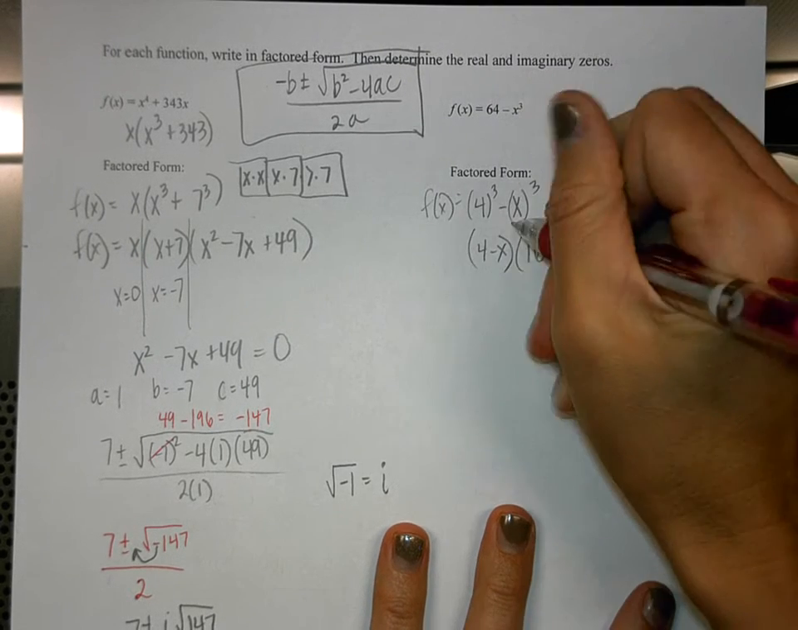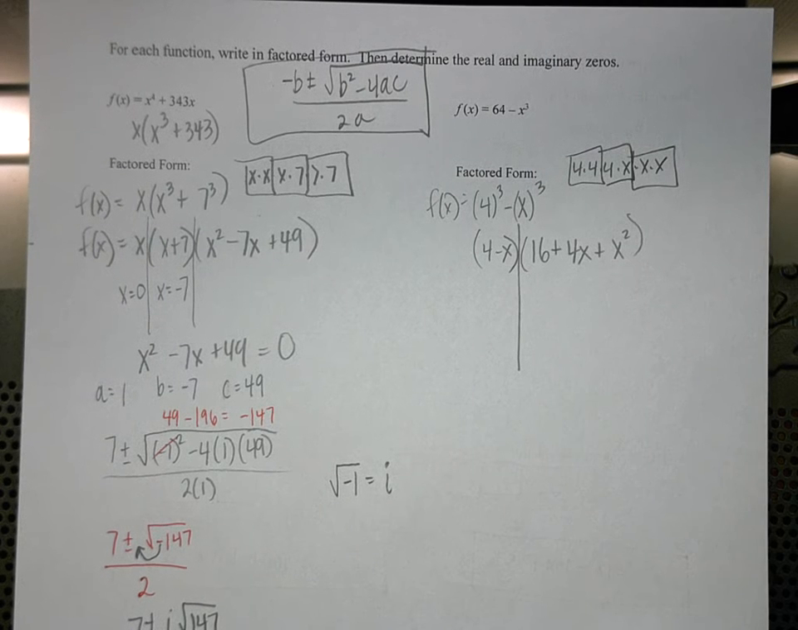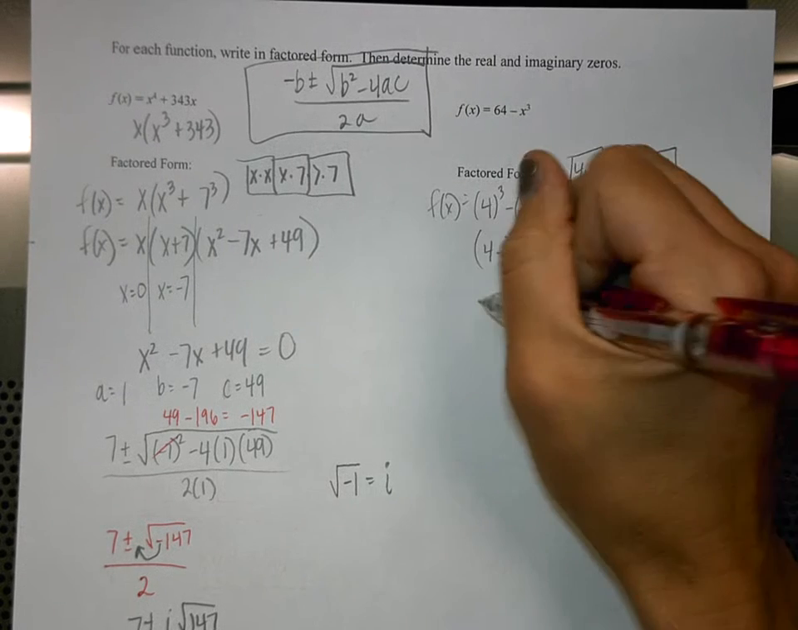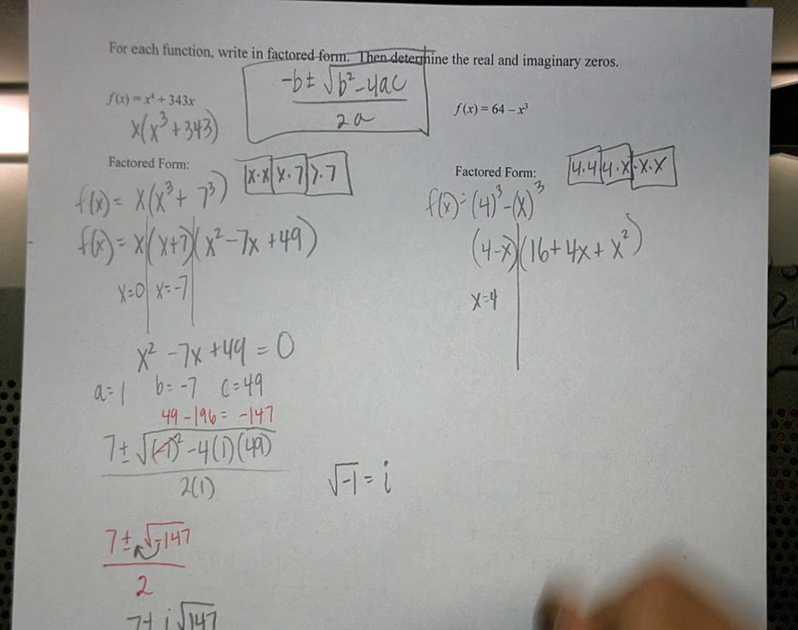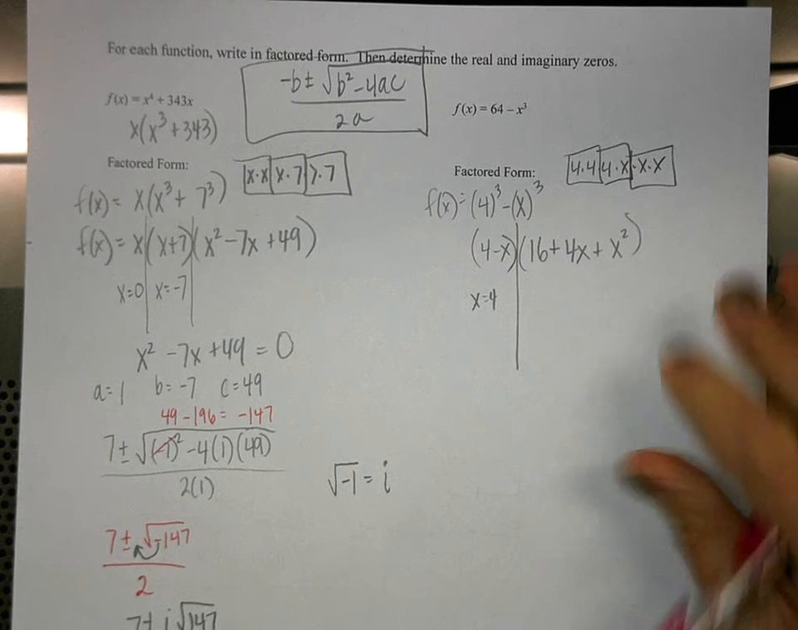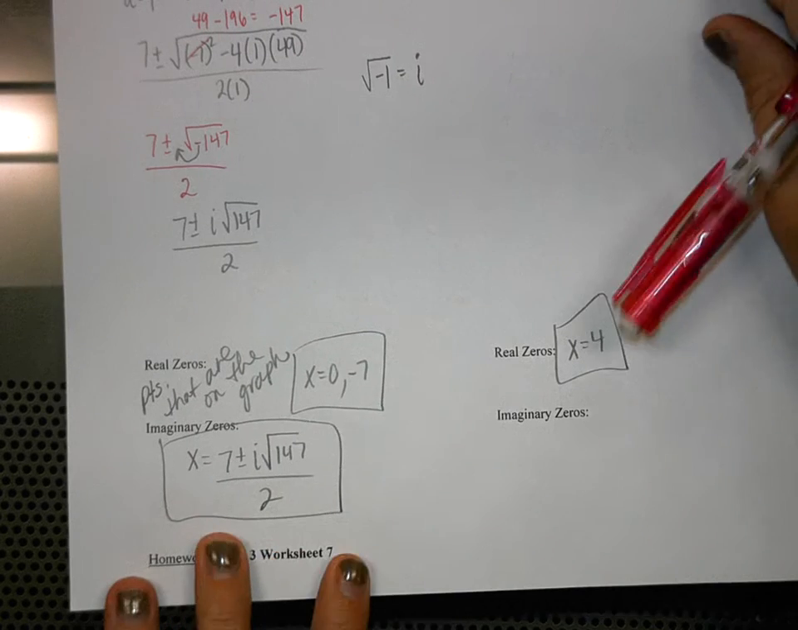Okay, so what will be my real zero on this problem? 4. If you were to set this equal to 0, you would end up getting x equals 4. If you're ever not sure, set it equal to 0 and solve. So I'm going to go down to my real zeros there at the bottom and just write out that x equals 4, because that one now I'm done with.